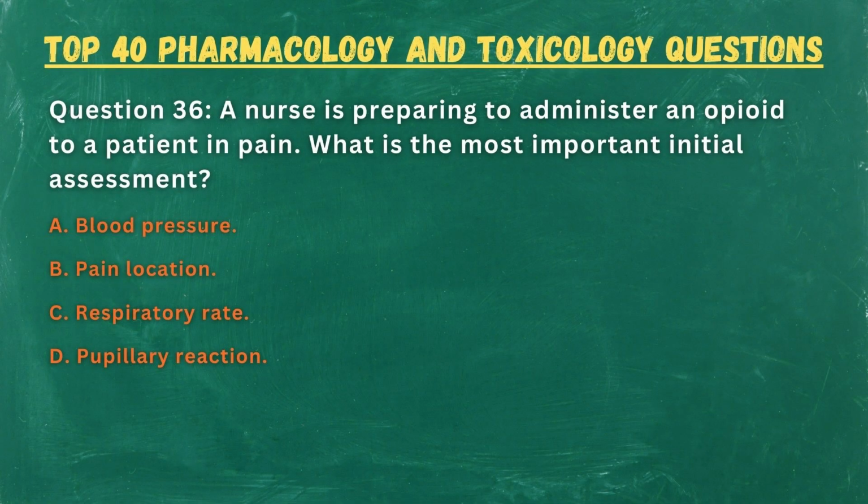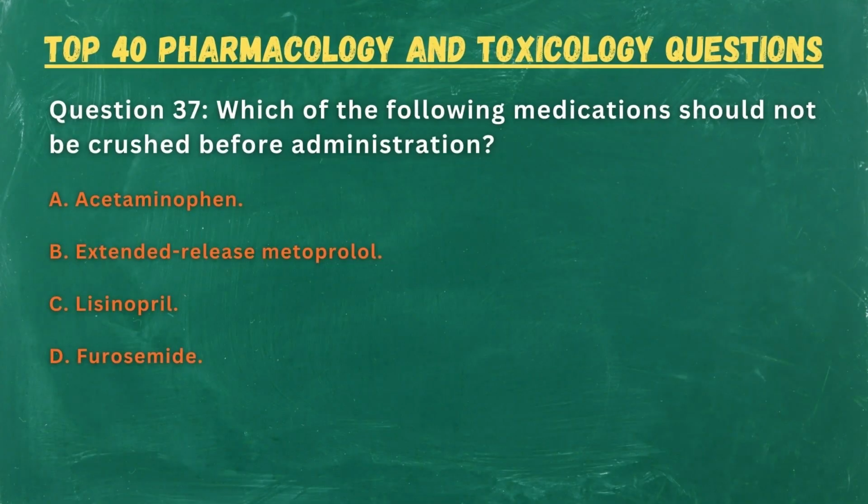Question 36. A nurse is preparing to administer an opioid to a patient in pain. What is the most important initial assessment? A. Blood pressure. B. Pain location. C. Respiratory rate. D. Pupillary reaction. Answer: C. Respiratory rate.